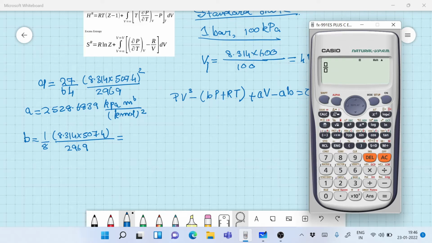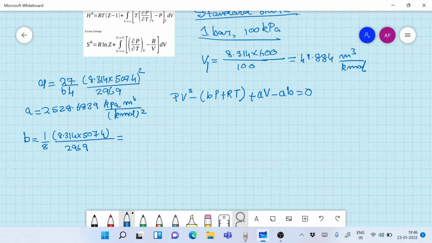So let's do it. 8.314 into 507.4 divided by 8 into 2969. And that's 0.1776. Let's do the calculation once again. 8.314 into 507.4 divided by 8 into 2969, and that's 0.1776. So B is 0.1776.